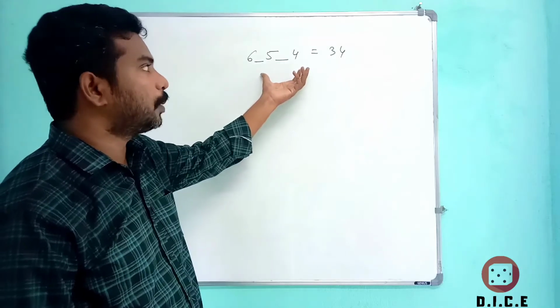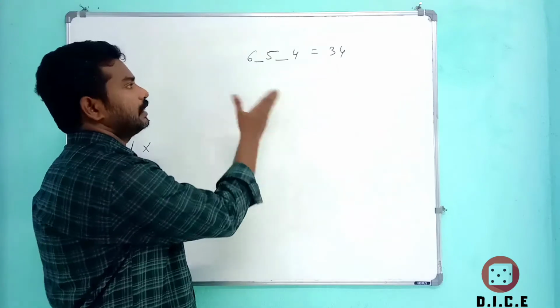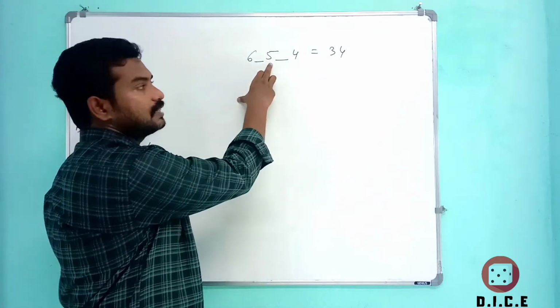We have to make the left part equal to 34. So what are the symbols to be inserted here? It is clearly indicating, even without seeing the options, 6 into 5, there is 30 plus 4.